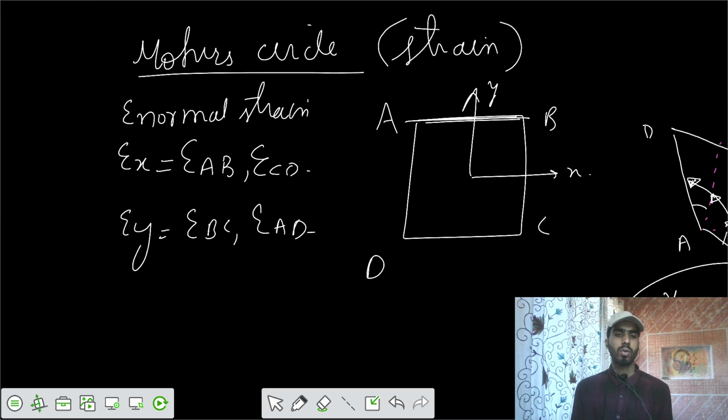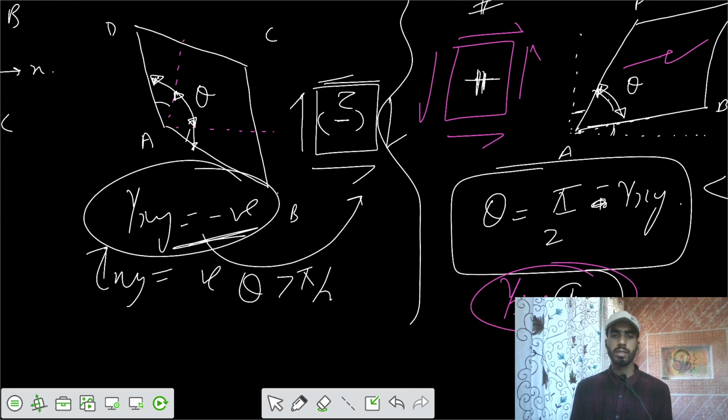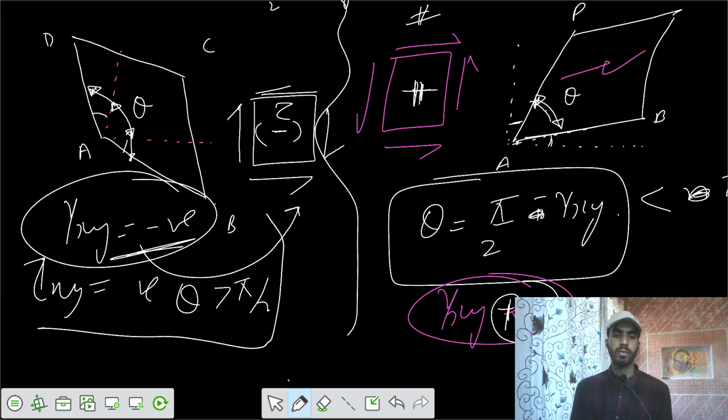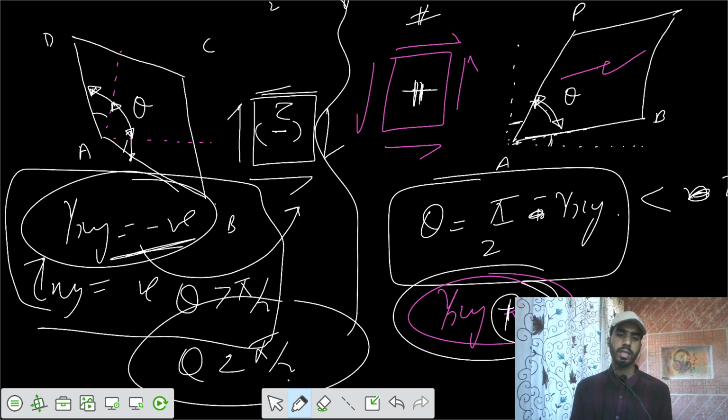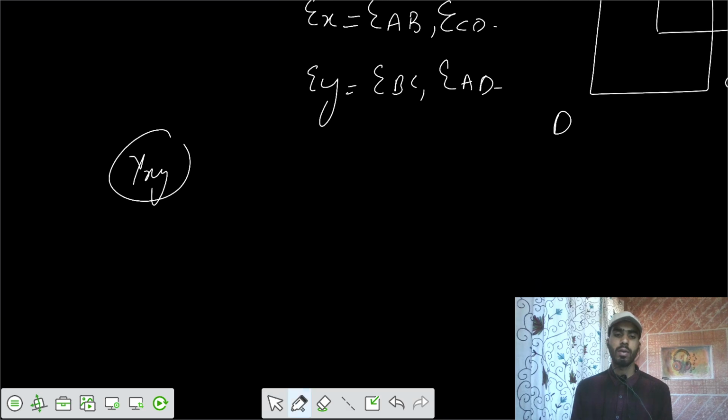And the conclusion for gamma xy: we know this was the representation of general gamma xy, negative or positive. If theta was less than pi by 2, I would say this is positive shearing strain, and if theta was greater than pi by 2, shearing strain is negative. But for Mohr's circle, our convention looks different. Our convention would look like this one. Let's say this was the actual axis, angle 90 degrees, but it has deformed in this fashion.